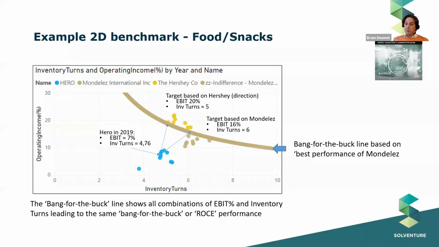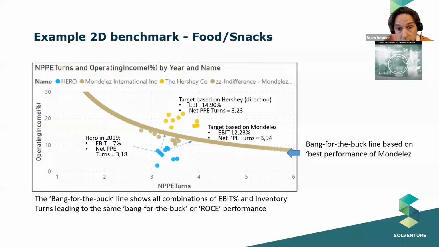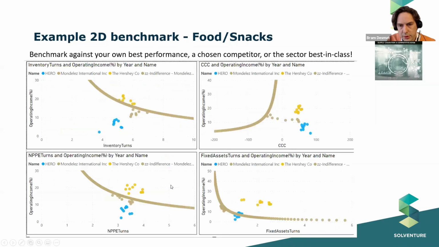If I want to be a premium brander, it's clear that I primarily have a margin problem here. I do not necessarily have an inventory problem. So that's how strategy and financial metrics link to a very tangible supply chain KPI like inventory turns. You can do that for inventory turns. You can also do that for asset utilization, the net property, plant and equipment turns. And you could still do that for other metrics, fixed asset turns, cash conversion cycle.